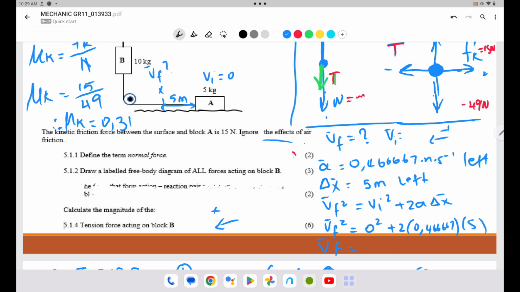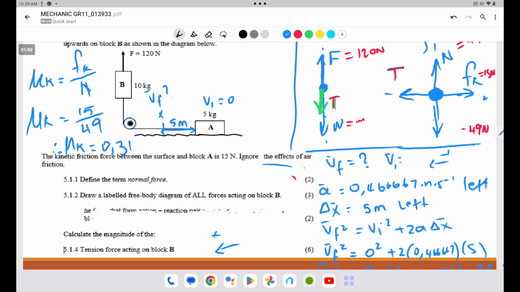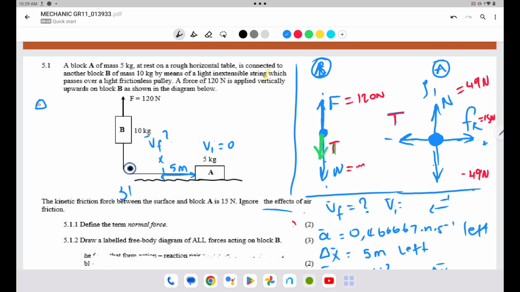Square root of 0 squared plus 2 multiplied by 0.46667 multiplied by 5. I found that my answer will be 2.16 meters per second left. That will be the velocity at point X. And I can actually add a lot of questions here. My next question could be, how long did it take for block A to reach point X? So now I'm looking for delta T.